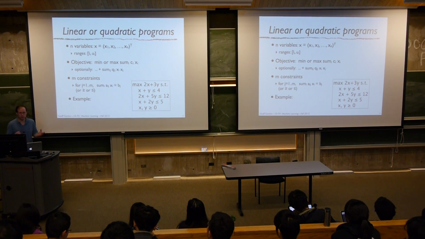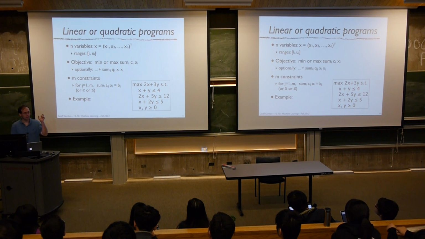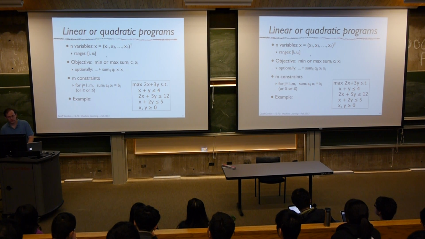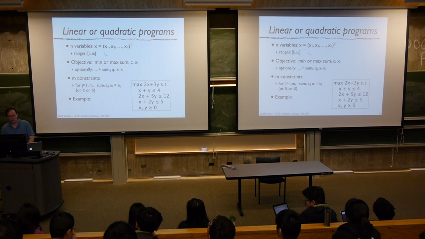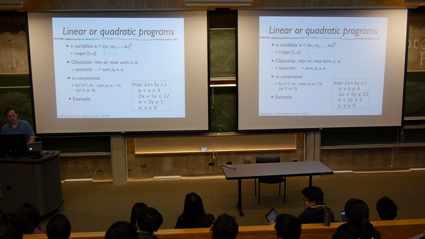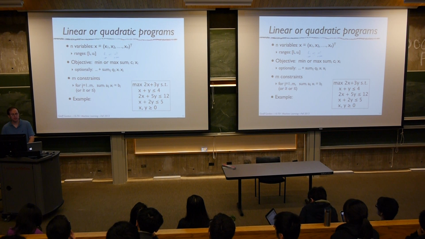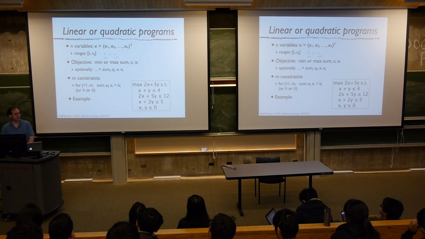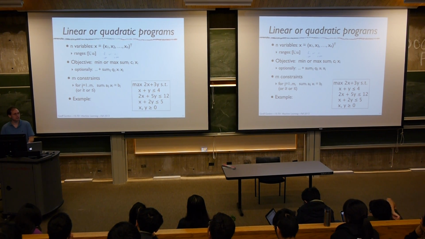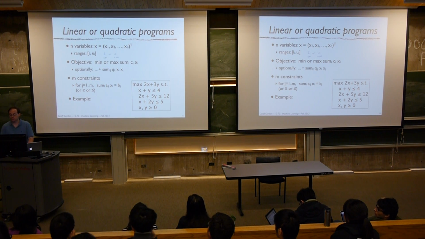So this should be review, but just to get it in front of everybody. We have n variables, a vector x, which has components x1 through xn. And we have ranges for these variables. The lower and upper bounds Li or Ui could be minus infinity or plus infinity, meaning that it's unconstrained in that direction. So if you set them both to something infinite, you have a free variable, an unconstrained variable. If you set L to 0 and U to plus infinity, you have a positive variable. But in general, you can have any range on your variable. And then you have an objective, which is to min or max a linear function of the x's.